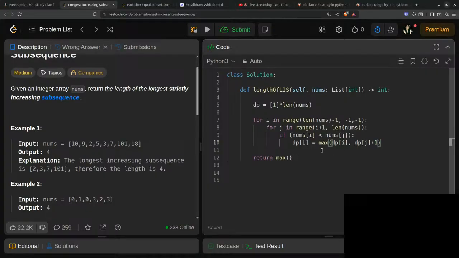What if I don't want to include 0? So you're saying that DP of I represents the subsequence starting from this. That means it has to include it. Yes, it has to include it.